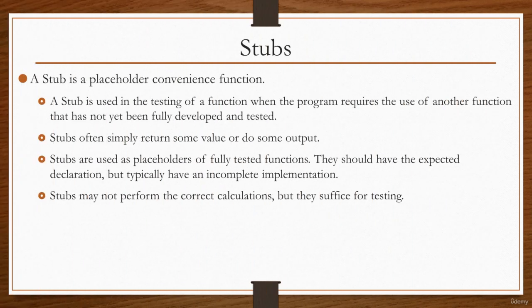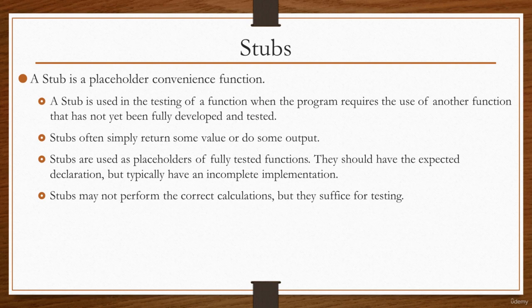Well, a stub is a placeholder convenience function. It is used in the testing of a function when the program requires the use of another function that has not yet been fully developed and tested. Now, typically you only want one function that is not fully tested, right? But let's say it is convenient or necessary to use another function that you may also not have tested at that point, then you'll go and use a stub.